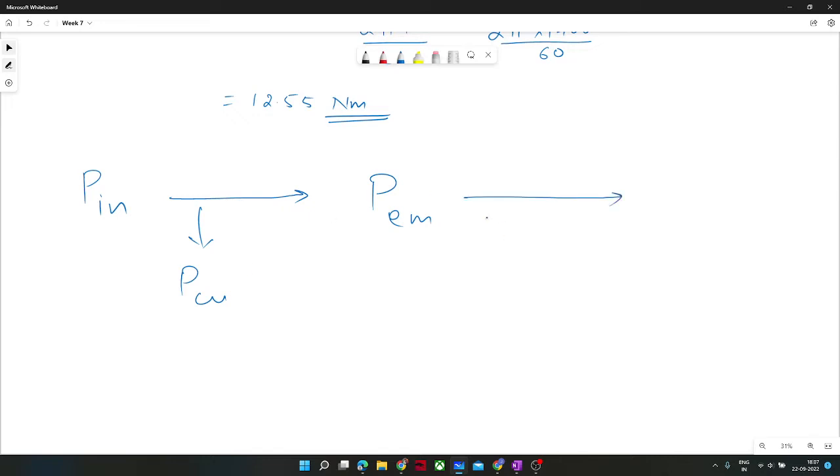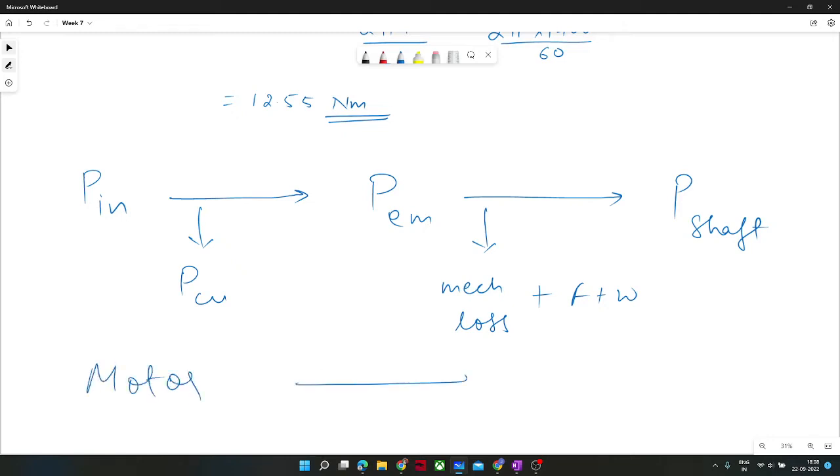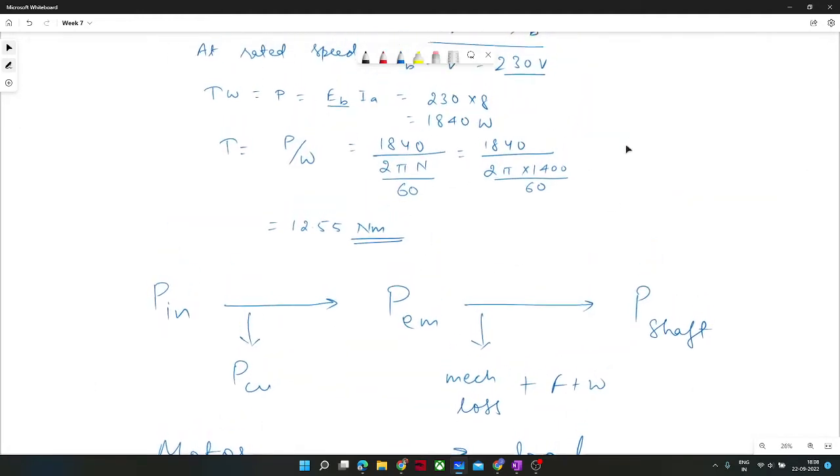After that, there is some mechanical loss, frictional plus windage, and then power goes to the shaft. So this is a very compact, general power flow from motor to load that you should remember. Right? Any other question?